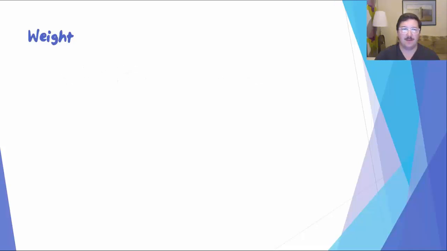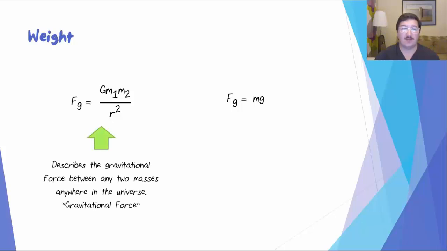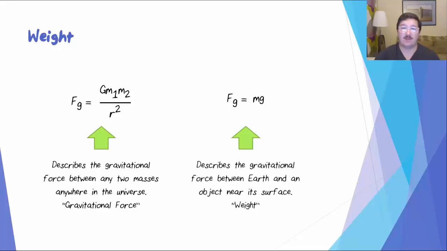Let's clean this up a little bit. Here we have two equations, both for Fg. This equation describes the gravitational force between any two masses anywhere in the universe. We're going to refer to this equation as the equation for gravitational force. This equation here describes the gravitational force between Earth and an object near its surface. We're going to describe this equation as the equation for weight.